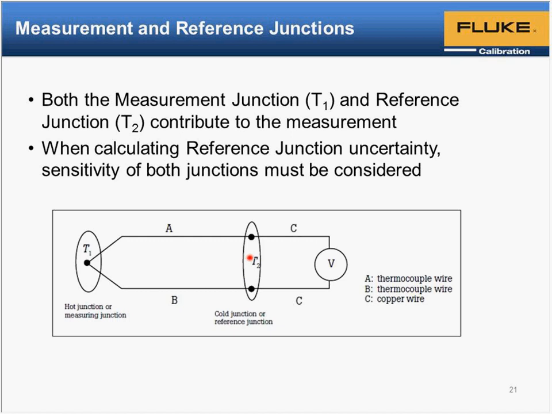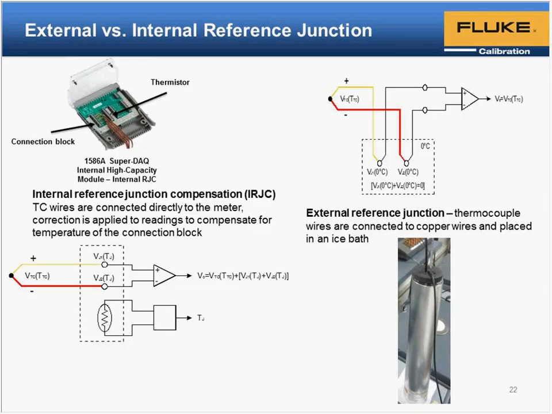So when we are calculating reference junction uncertainty, we need to consider the voltage's temperature sensitivity, or the Seebeck coefficient, of both T2 and T1. So let me show what that looks like. Here, the high capacity module card that I mentioned earlier, just to show you in general how reference junction circuits work.